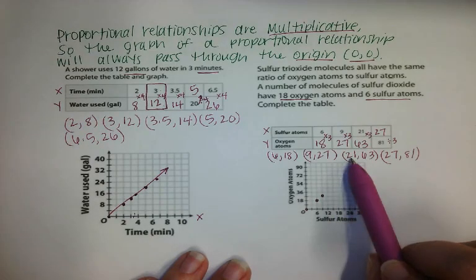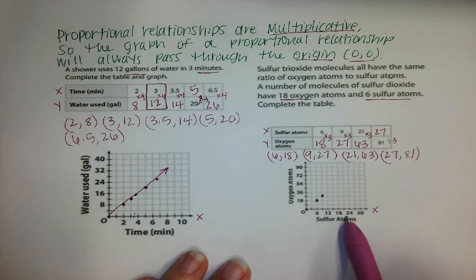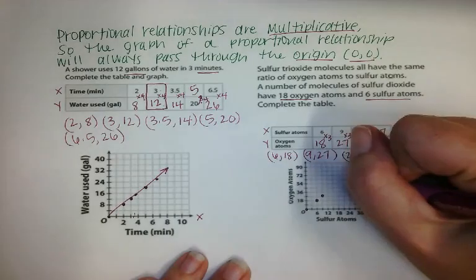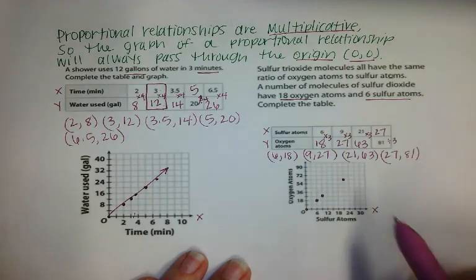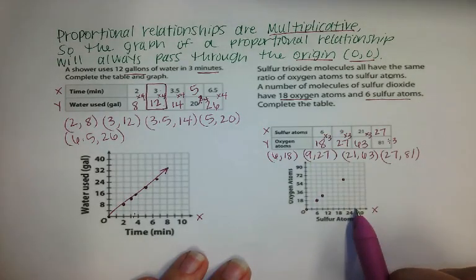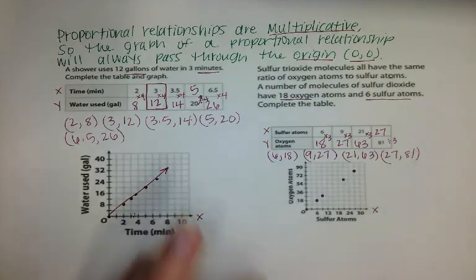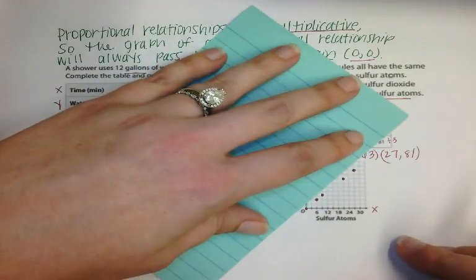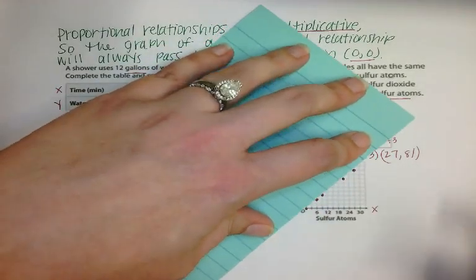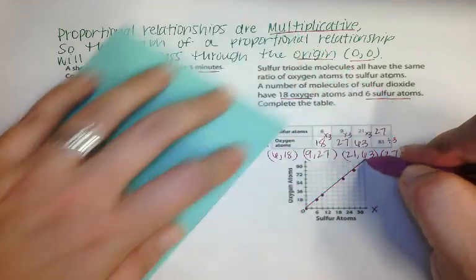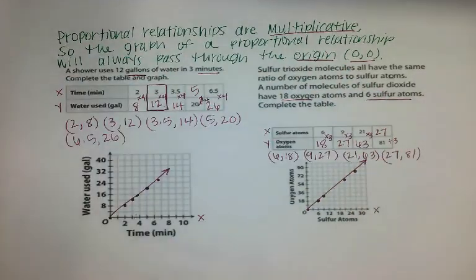Okay, then 21 on the x-axis is going to be in between 18 and 24, so here, and then up to 63 on the y-axis, 27, and 81. There we go. And once again, if we connect those, because this is a relationship based on multiplication, our graph does pass through the origin.